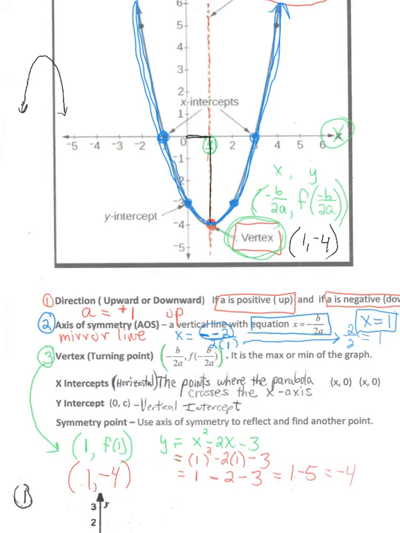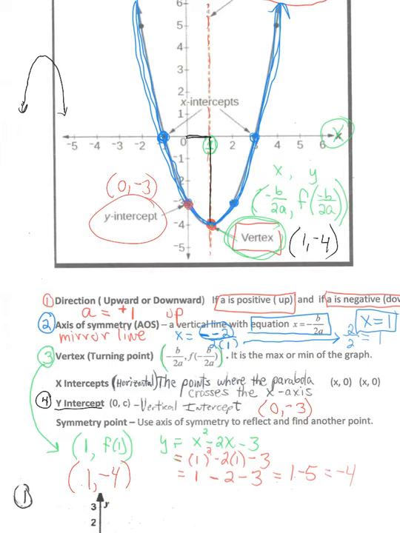The nice easy point is to get, I'm skipping the x-axis for x-intercepts, the y-intercept is 0, comma c. So 0, comma, that c that we had at the top of the page is negative 3. So we can see that the intercept is 0, negative 3. Look at the picture. There it is right there. 0, comma, negative 3. Right.